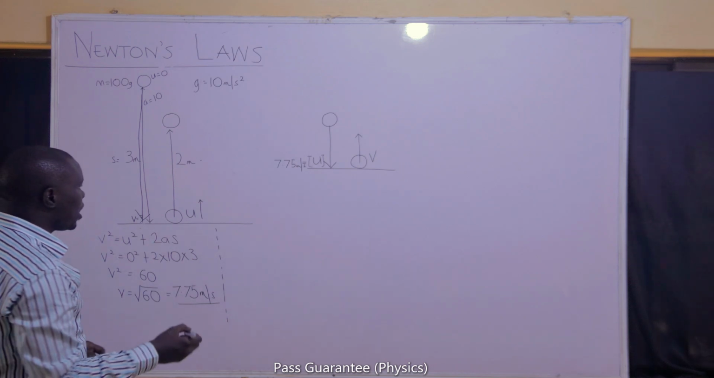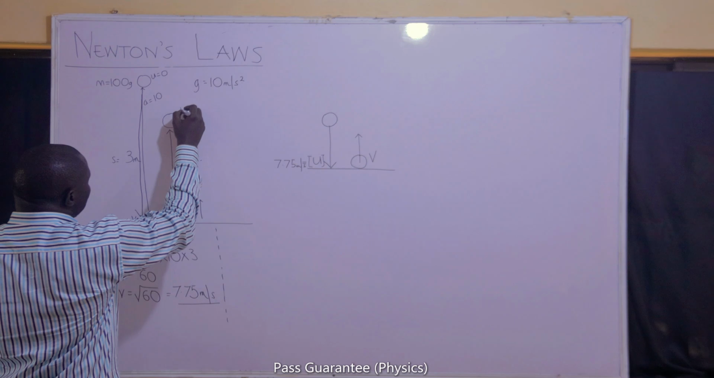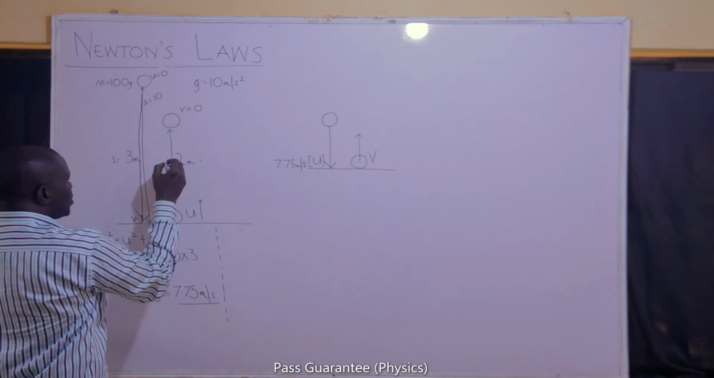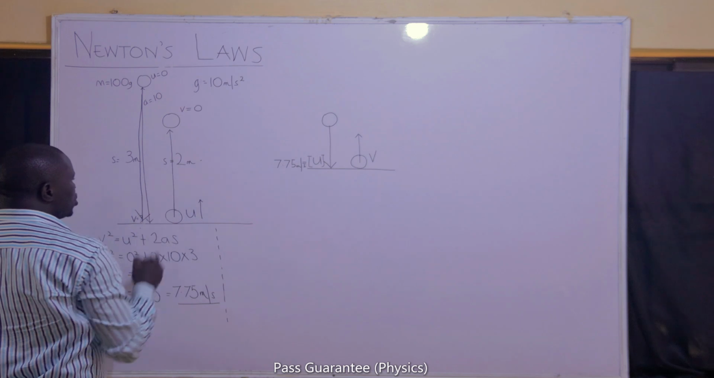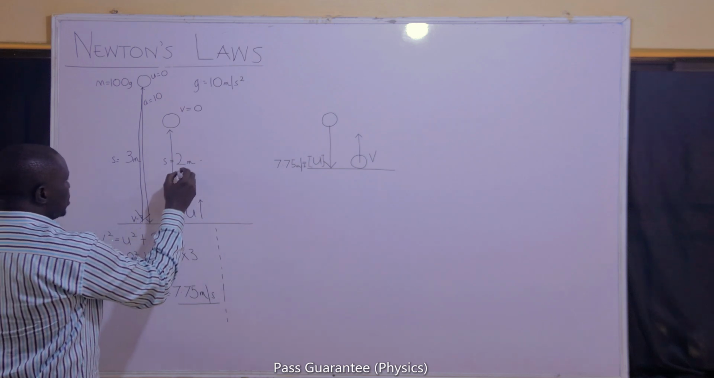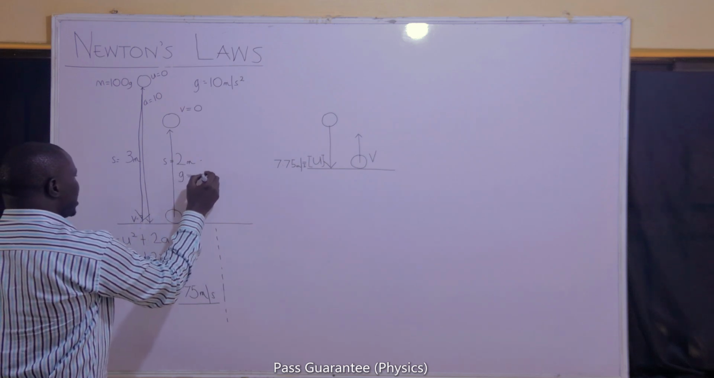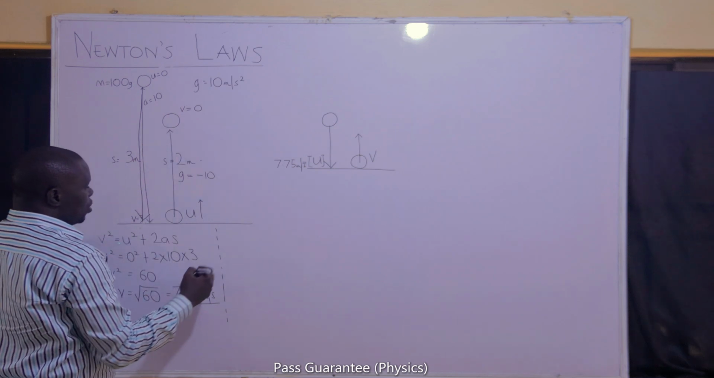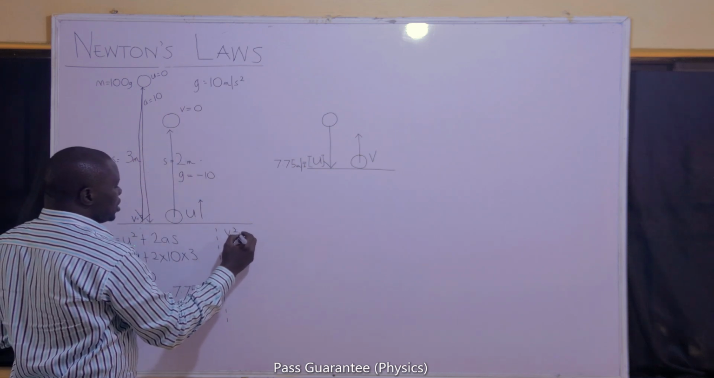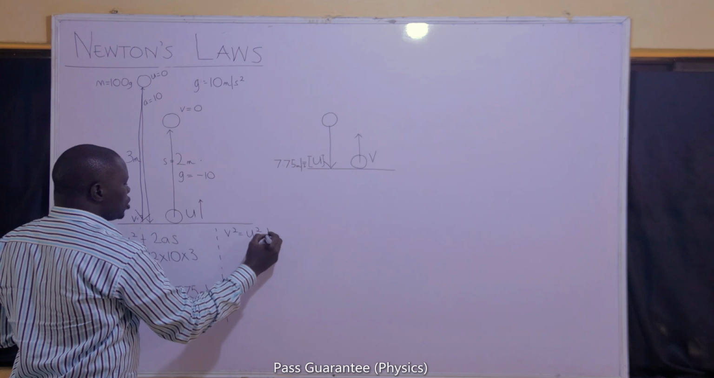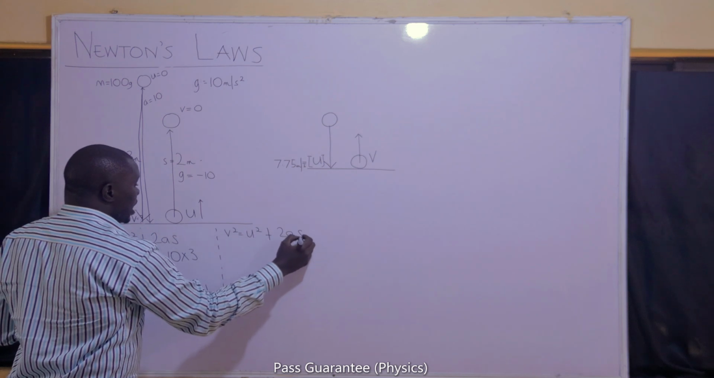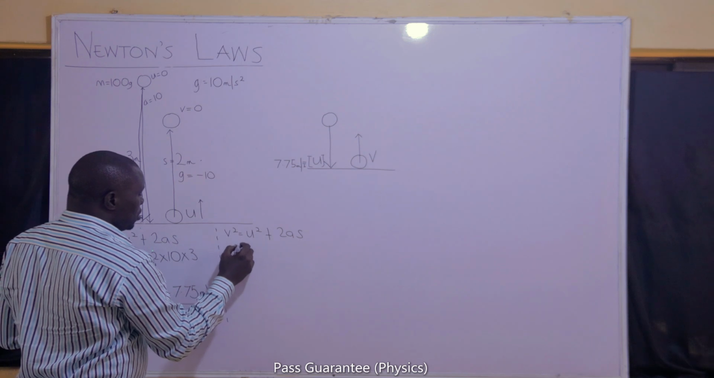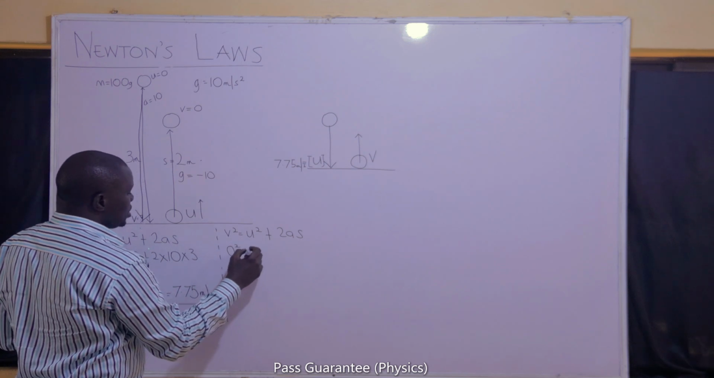What are the things that I already know? I know the final velocity. Anytime an object goes up, it must continue to go up until its final velocity is 0. I know its distance to be 2, and I know the acceleration to be -10 because it is now moving against gravity. So I can also use v squared is equal to u squared plus 2as, where v is 0.